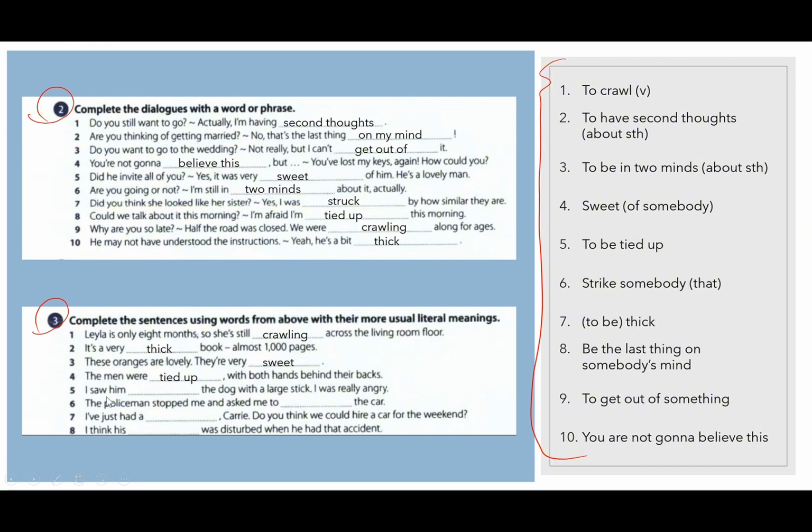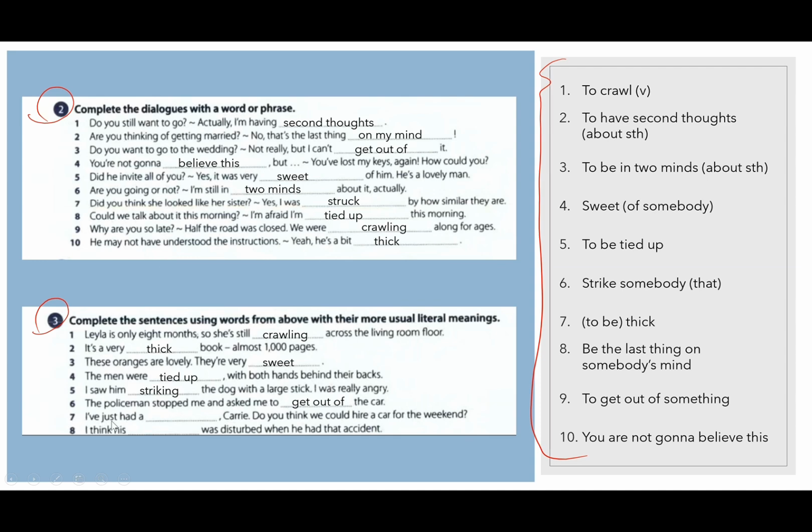Number 5. I saw him, what? The dog with a large stick. I was really angry. I saw him, which one? Striking the dog with a large stick. I was really angry. Number 6. The policeman stopped me and asked me to, what? The car. Okay, the policeman stopped and asked me to get out of the car. That's easy. All right.